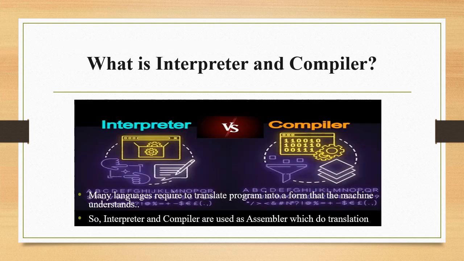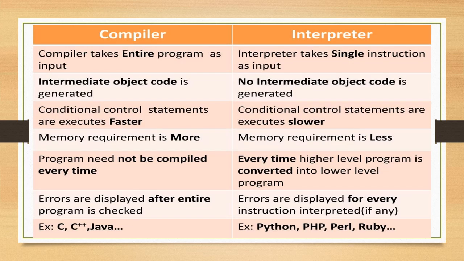Now let's see how we can differentiate interpreter and compiler. Many languages require translating the program into a form that the machine understands. So interpreter and compiler are used as assemblers which do the translation. In compiler, it takes the entire program as an input and interpreter takes a single instruction as input. An intermediate object code is generated in compiler whereas in interpreter no intermediate object code is generated.